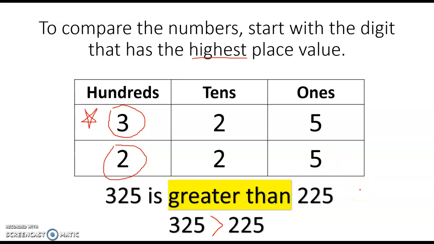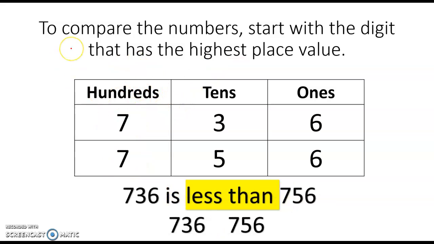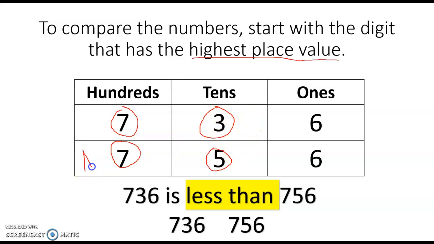So we're always starting with the highest place value. So again, we're starting with the highest place value. I look in my hundreds place. They're both 7s. So I don't know yet which one's greater and which one's less. So I need to move to the tens place. I have a 3 and a 5. I know that 3 is less than 5. 5 is greater than 3. Since 5 is bigger, I know that 756 is greater than 736.